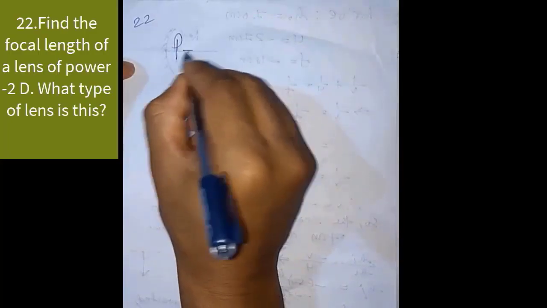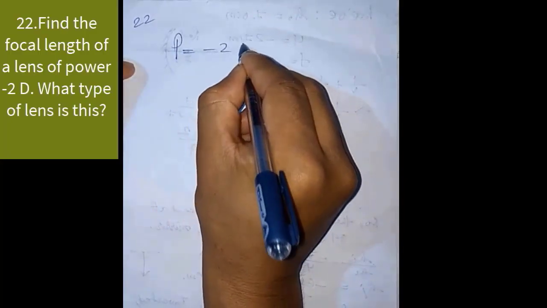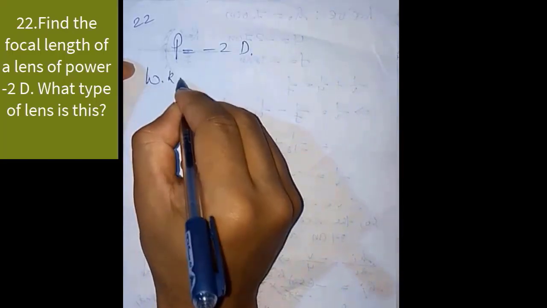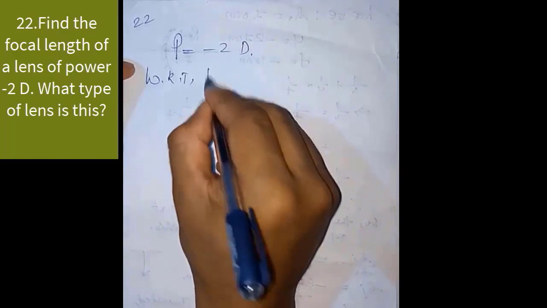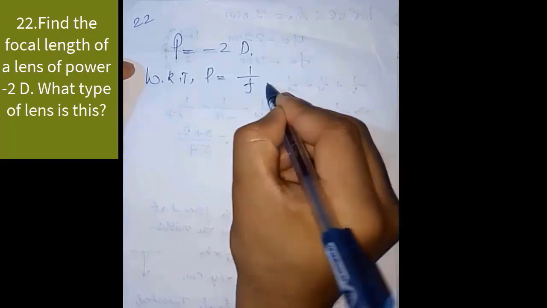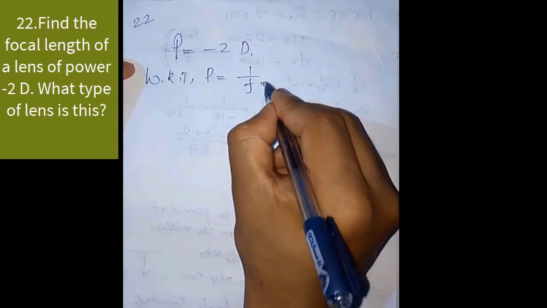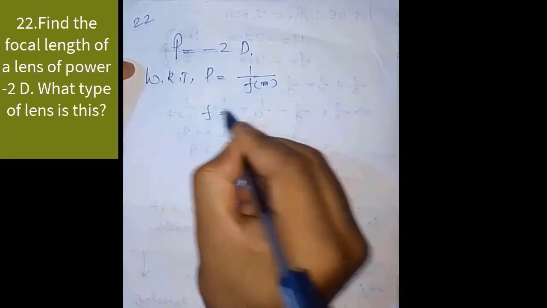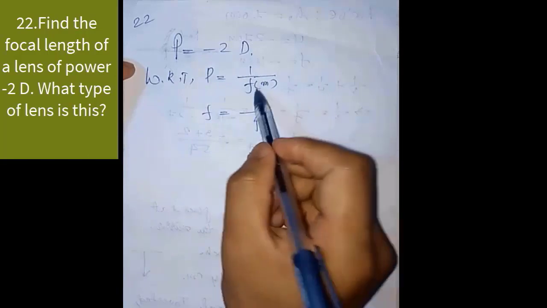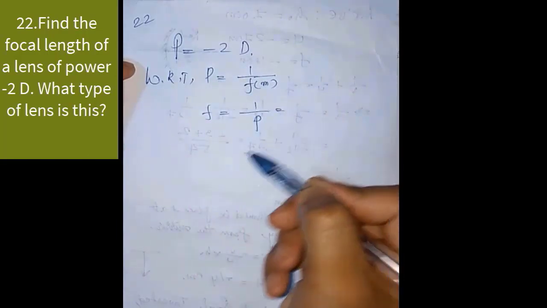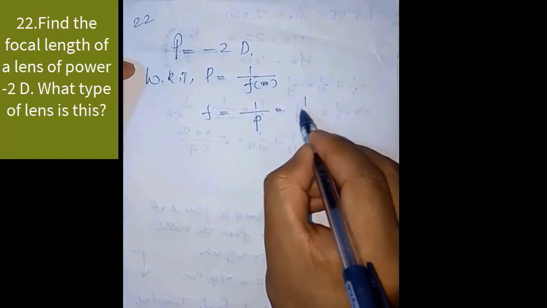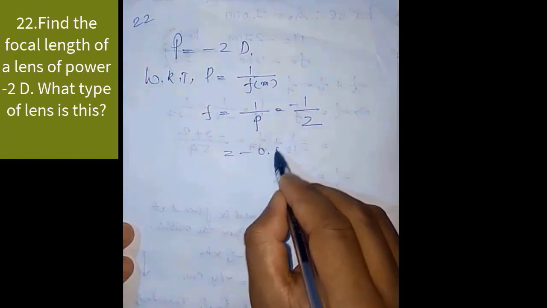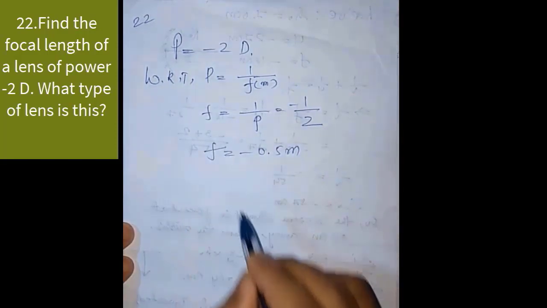We have to find the focal length of the lens, and then we have to identify the type of lens. Given power is minus 2. So now we know that power is 1 by f, with focal length in meters. Therefore, we can do cross multiplication. Then we can do this one. So it will be minus 0.5 meter focal length.